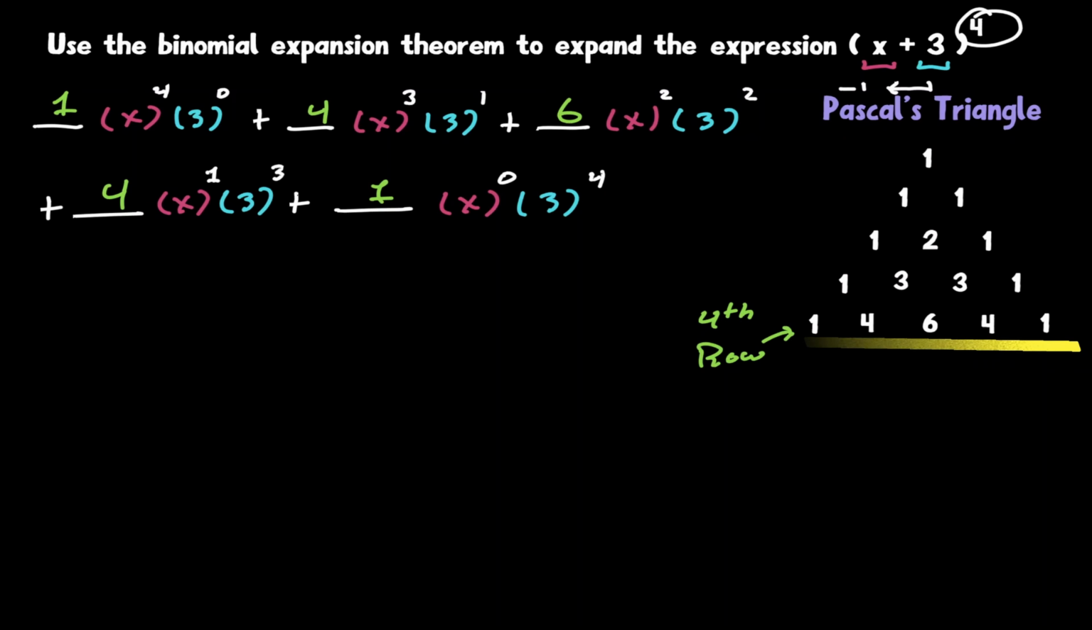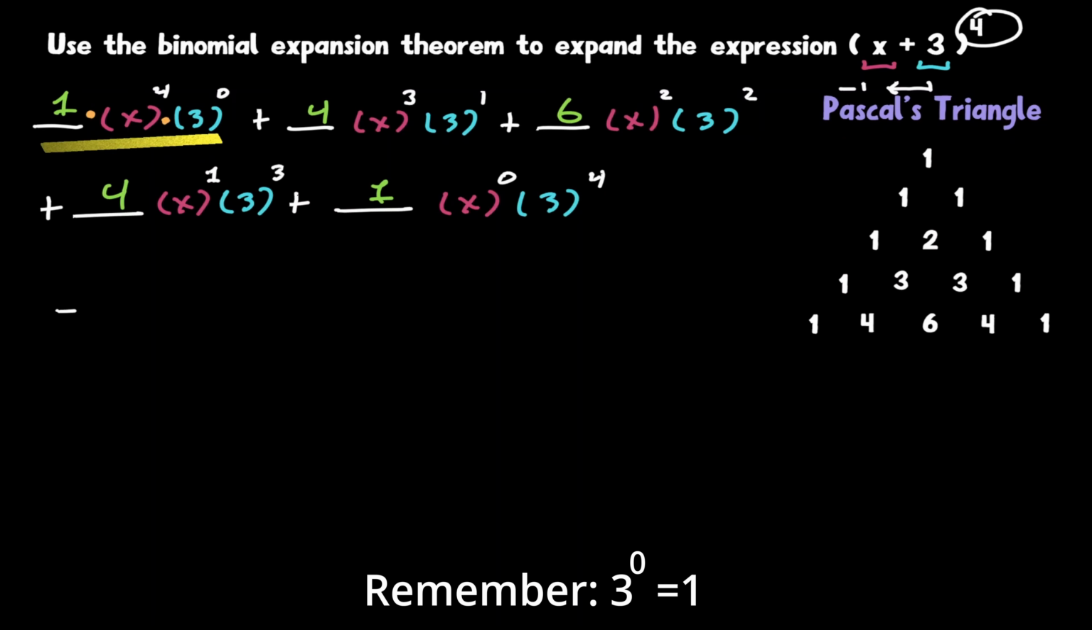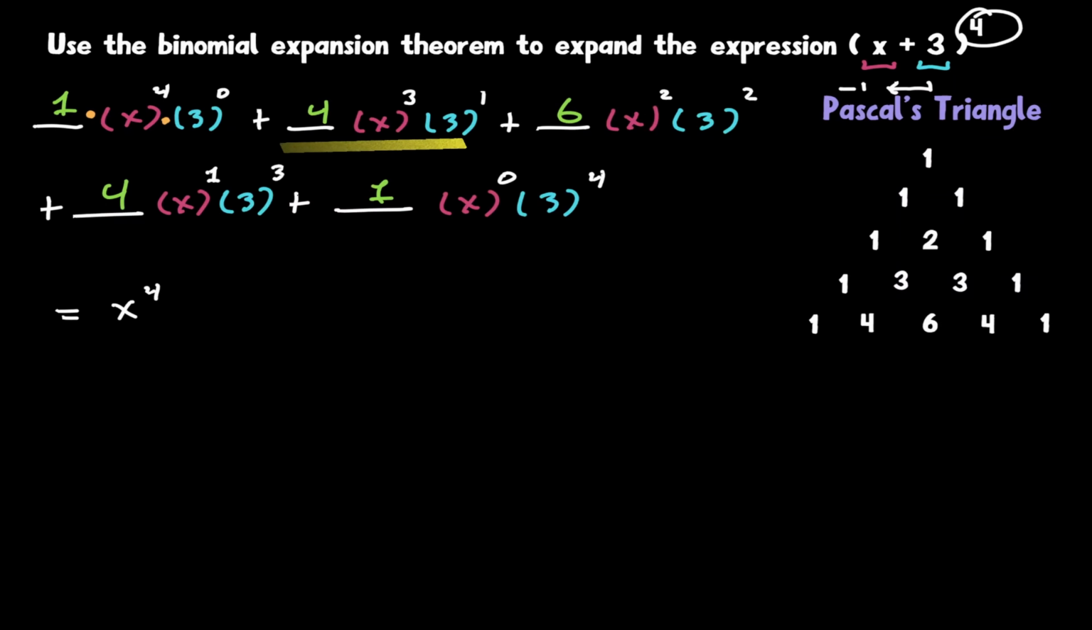The last thing that we might want to do is clean this up. Let's combine everything in the first row. One thing to notice is that everything is being multiplied. So I'm going to have 1 times x to the fourth times 3 to the 0. But this is just equivalent to x to the fourth. Let's move on to the next term.